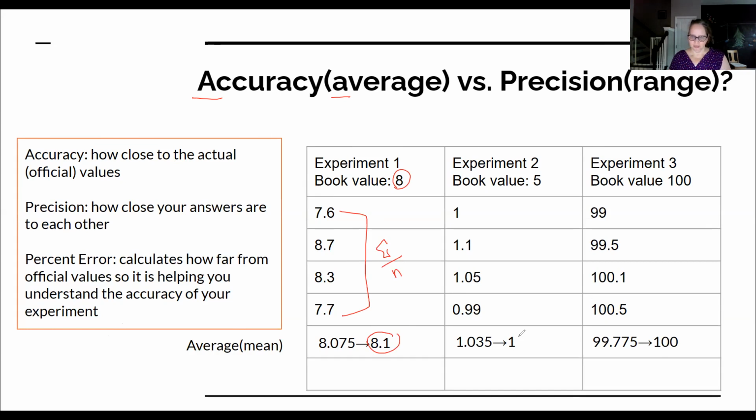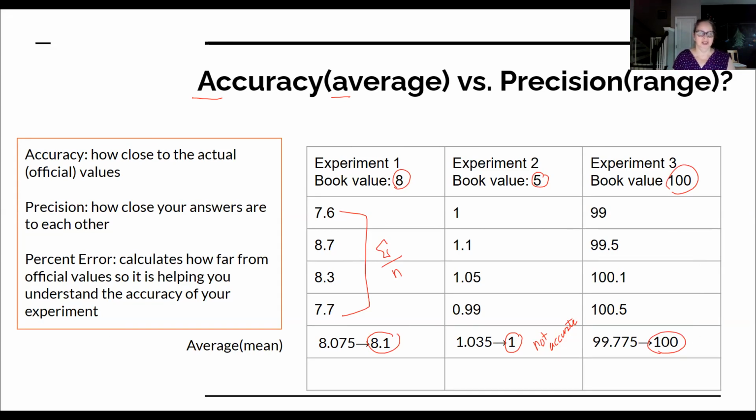Okay, number 1, whoa, my accuracy is not good. My book value is 5, not accurate. That one's definitely clear. This guy, 100. Okay, so this one's probably accurate, but I'm going to do another step to make sure I have it.